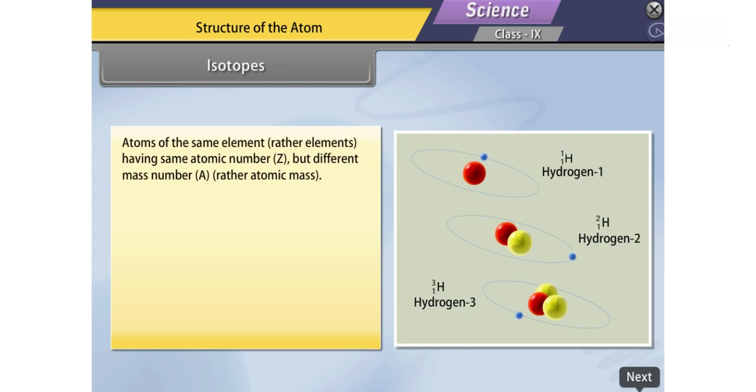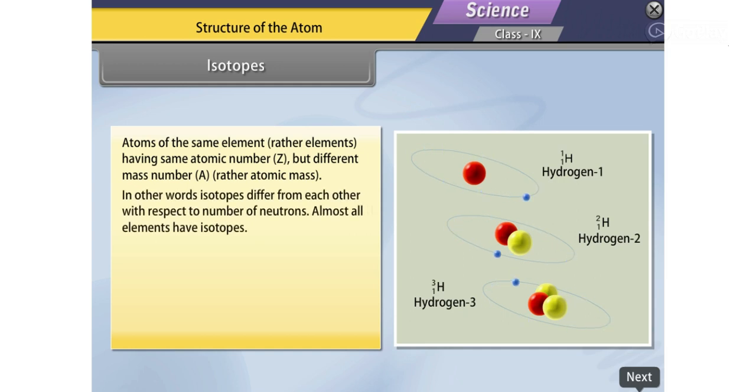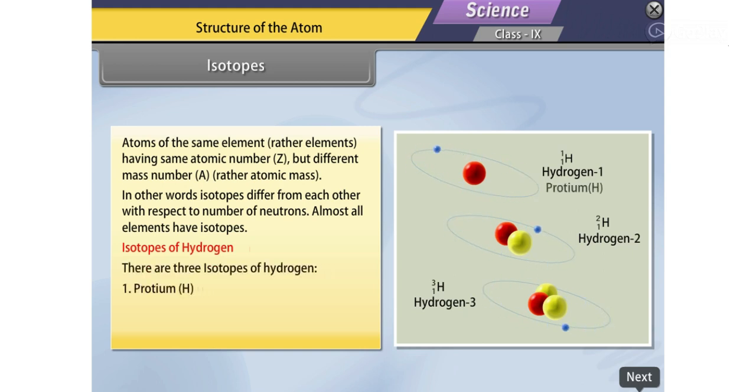Atoms of the same element, rather elements having the same atomic number Z but different mass number A, rather atomic mass. In other words, isotopes differ from each other with respect to the number of neutrons. Almost all elements have isotopes. Isotopes of hydrogen. There are 3 isotopes of hydrogen. 1. Protium. 2. Deuterium. 3. Tritium.